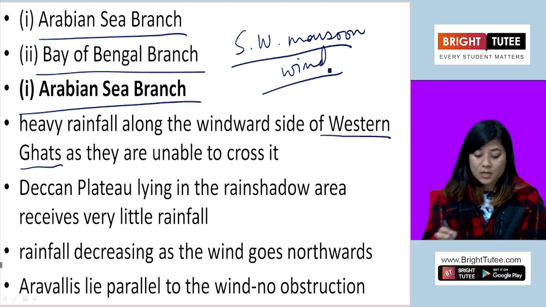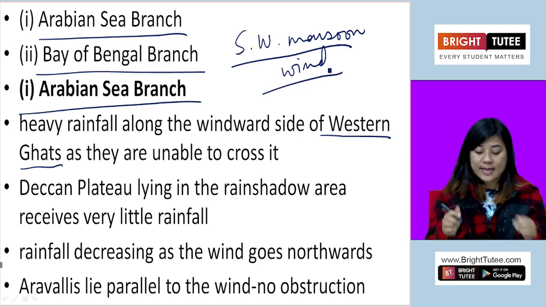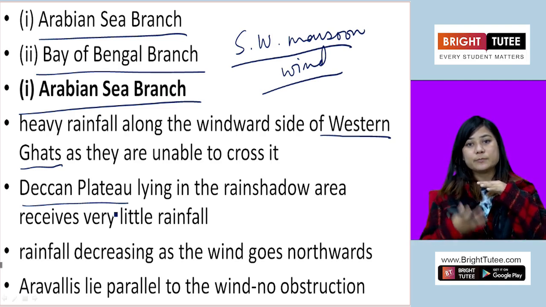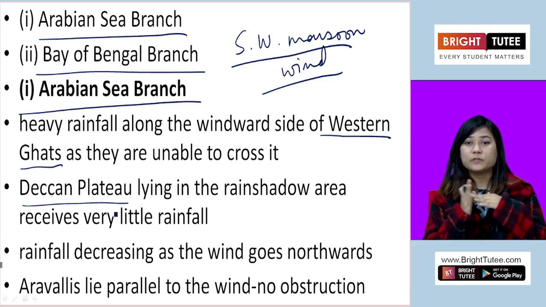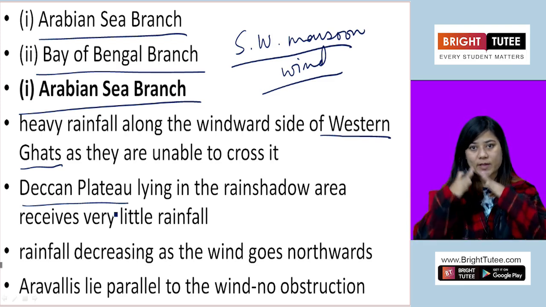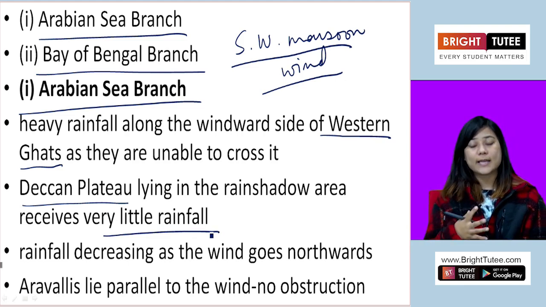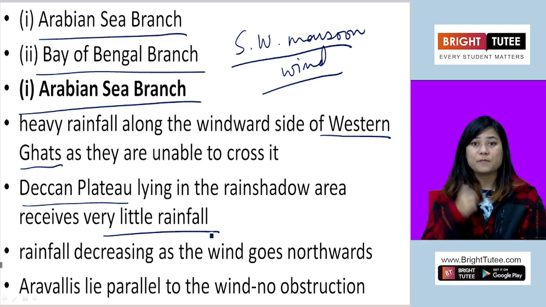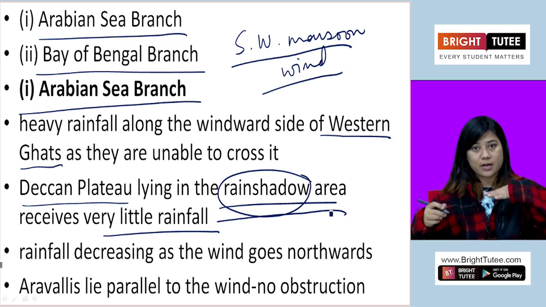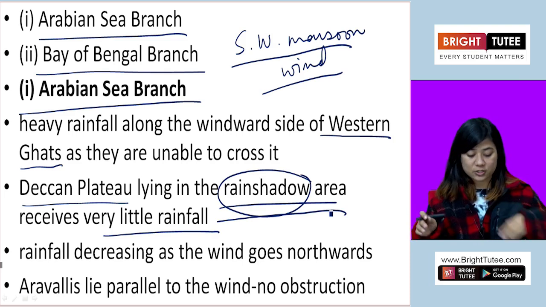So the area which lies on the other side of this hill is the Deccan Plateau. Now all the rain has already fallen on the windward side of the Western Ghats. So the Deccan Plateau, which lies on the other side of the Western Ghats, does not experience rainfall, or if it does, very little rainfall. And that area is called the rain shadow area, because it is in the shadow area, where the wind cannot reach.